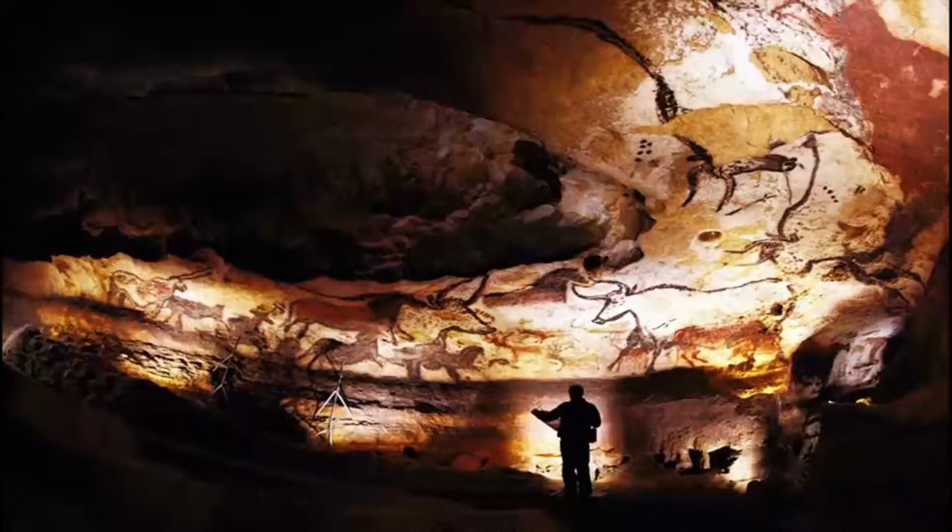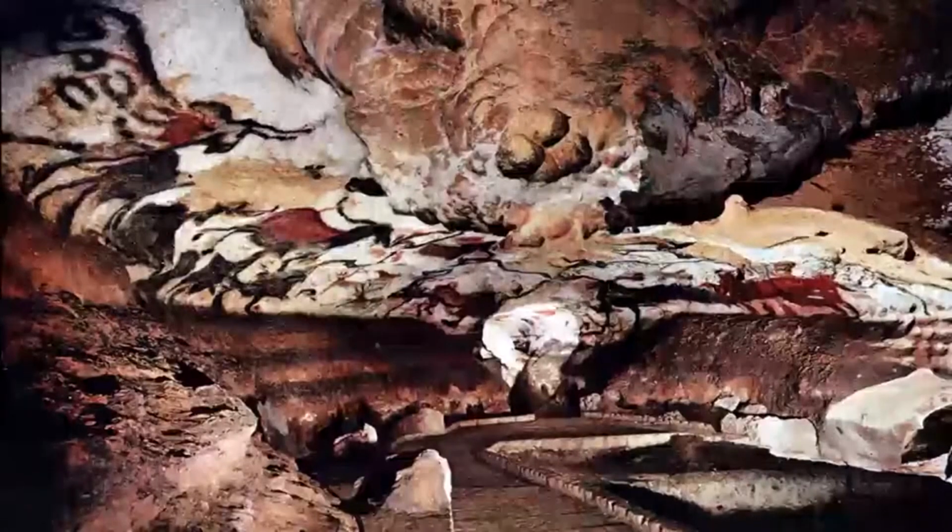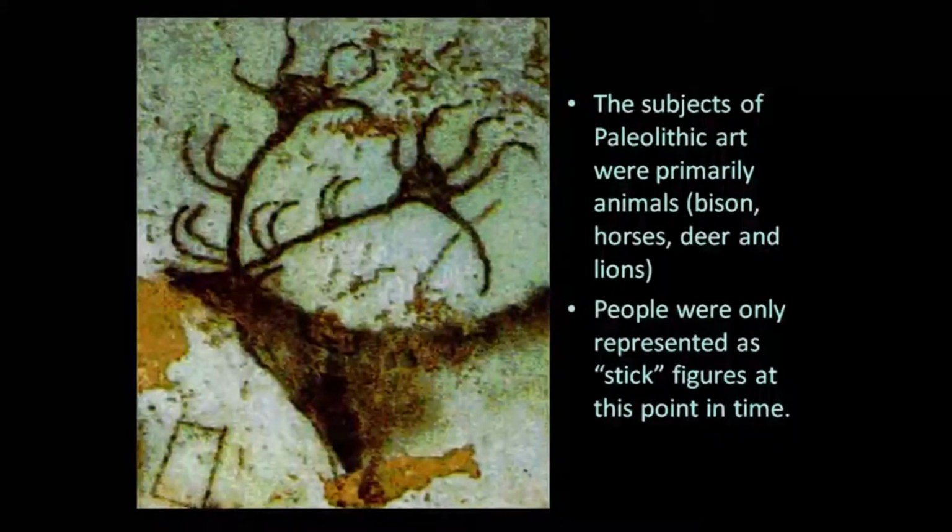This is another photograph of the Lascaux paintings inside the caves. So this is how these paintings exist. Now, to talk about the visual perception in prehistoric art, we may quickly focus on the subject matter of these paintings. The subjects of Paleolithic art were primarily animals, that is bison, horses, deer and lions, which were quite plentiful around. People were only represented as stick figures at this point in time.